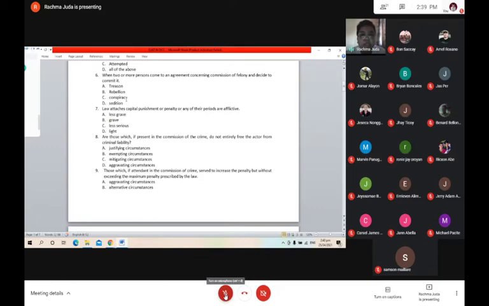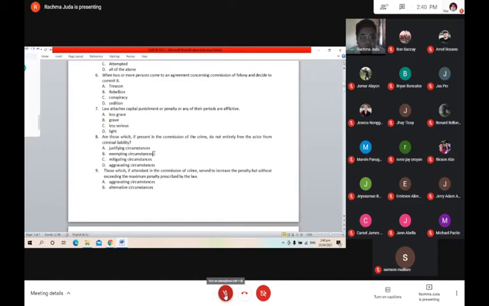But once there is a word of agreement, and he agrees to what you said about your intention, that's the time the proposal will now become conspiracy. Next, number seven, attaches capital punishment or penalty or any of their periods are afflictive. So these are the felonies according to their gravity. So we look at how much the penalty is, right? So once it is a light penalty, a light felony, right? Light felonies are punishable by light penalties only. Correctional penalties are called less grave felonies. But if punishable by afflictive penalty or capital punishment, it is called a grave felony. So the answer there is Bravo. So answer number seven is Bravo.